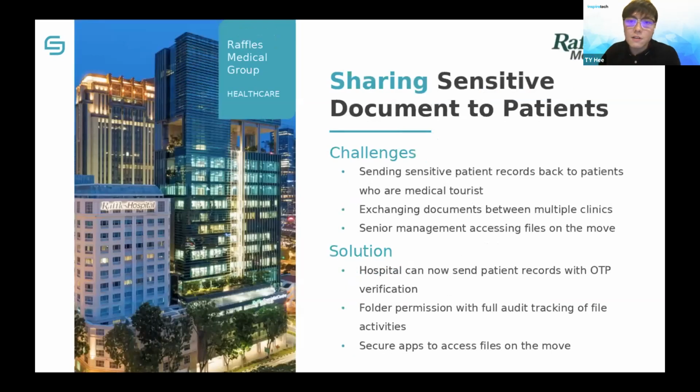Okay. So Ruffles Medical Group as well, they were having these challenges like sending sensitive patient records back to their patients and exchanging documents between multiple clinics, senior management accessing files on the move. So the solution that EasiShare provided is the hospital can send out the patient records with OTP verification so that they can confirm that they are sending to the right person. Okay, the folder permission with full audit tracking of file activities as well. Secure apps to access files on the move. So these are the solutions that EasiShare helps out Ruffles.